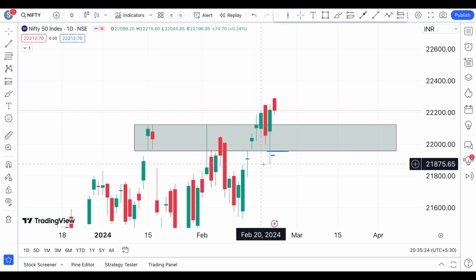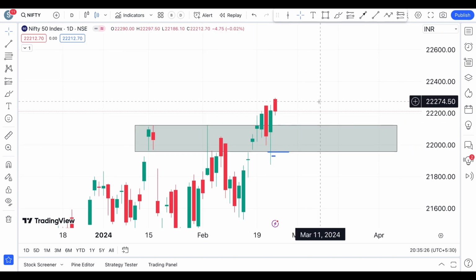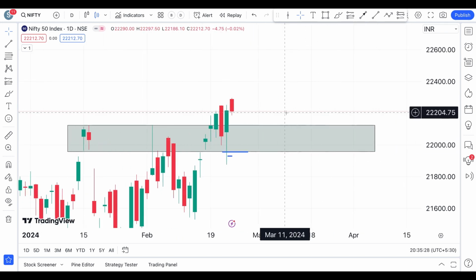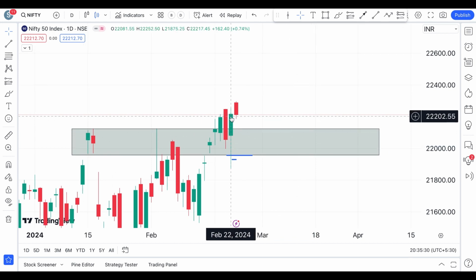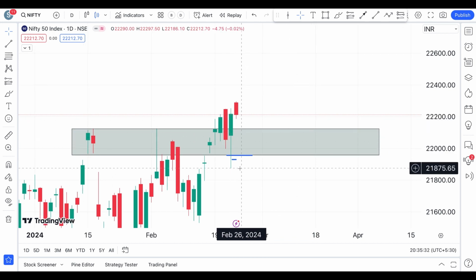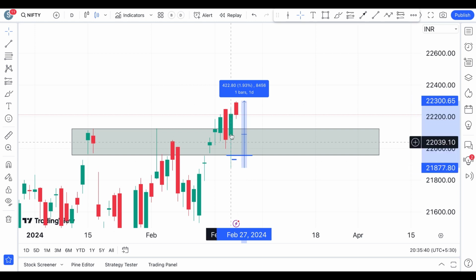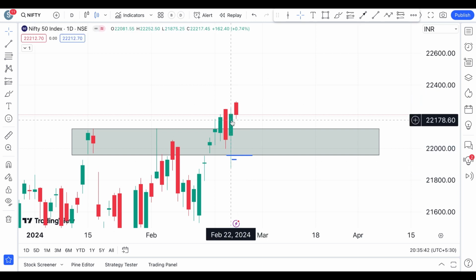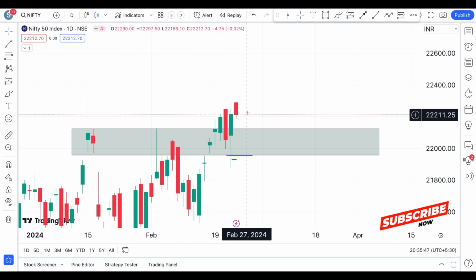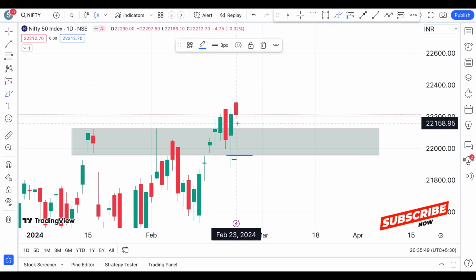It has taken support from 21,870 levels, and from there it has started rising very strongly within a couple of days from the lows to the highest. Within a couple of days, it has covered 422 points. I'm talking about the opening and the lowest point of the previous working day, that is on February 22nd.